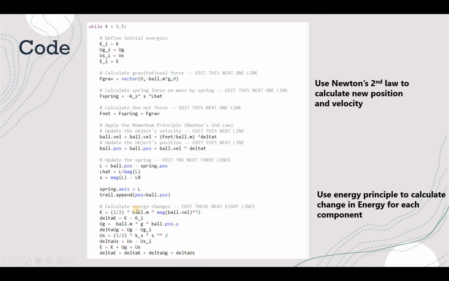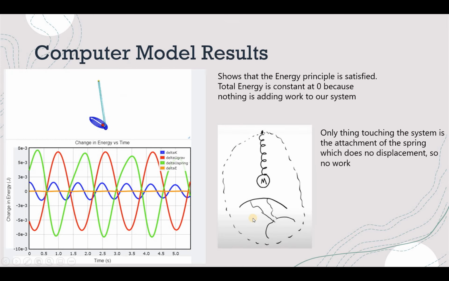And then this is going to calculate the energy changes. So we're going to use the energy principle. We're going to use the same equations for K and the potential energy for both the spring and gravity. But then delta K will be K minus the initial K. Delta UG will be UG minus the initial UG. And the same for the spring. And then we're going to add up all the deltas for delta E. And then this is our computer model results.